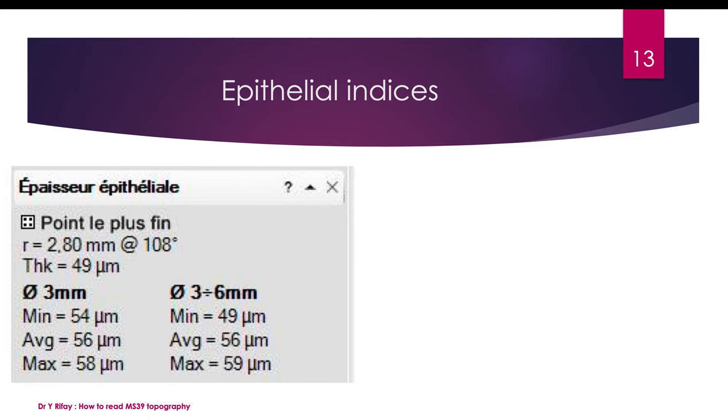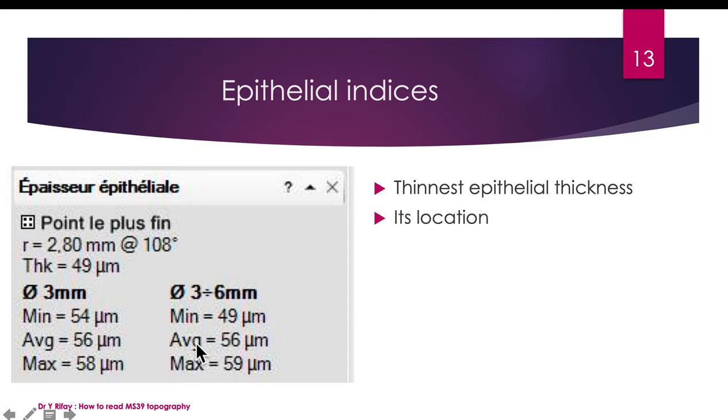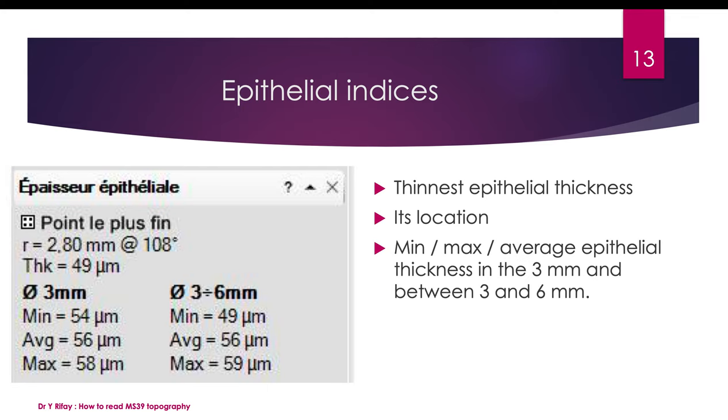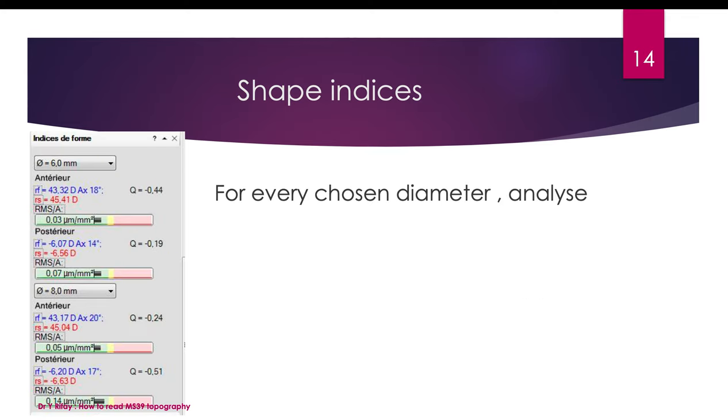We will also examine and find the epithelial indices, which means the thinnest location of the epithelium, the thinnest location in the 3 millimeters, average and maximum in 3 millimeters, and in the circle between 3 millimeters and 6 millimeters, we will also study the minimal, maximal, and average epithelium. We can study the shape and this is of the keratoconus for every chosen diameter.